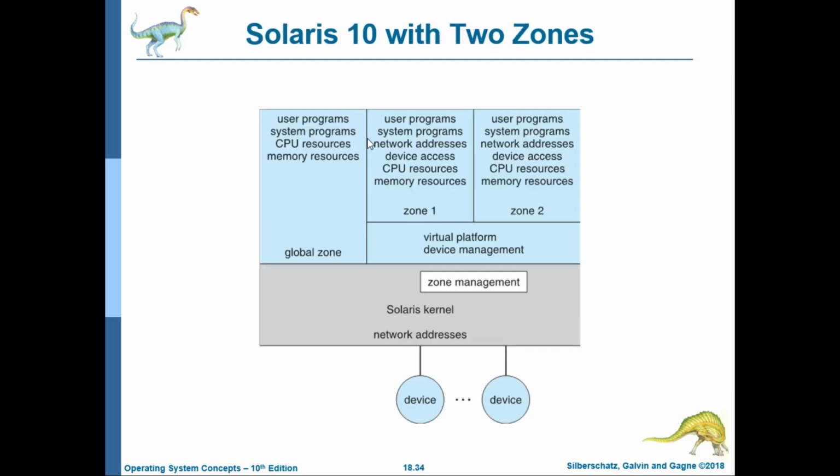For Solaris 10, this is only an illustration in which it has two zones. From the virtual platform device management, there are these two zones, but they have the same sets, such as user programs, system programs, network addresses, device access, CPU resources, and memory resources. And then, of course, we have the global zone. This is how Solaris 10 illustrates or deals with these zones.